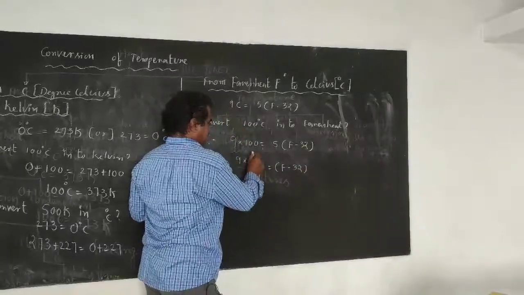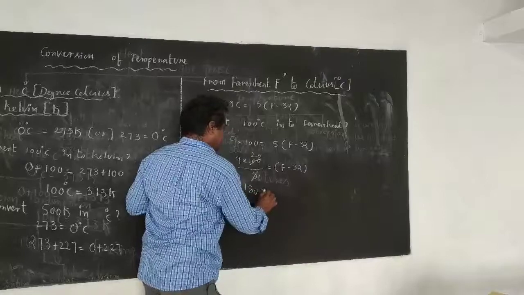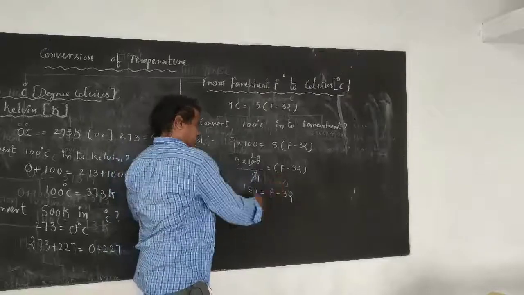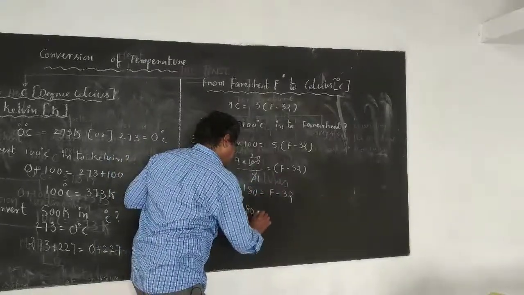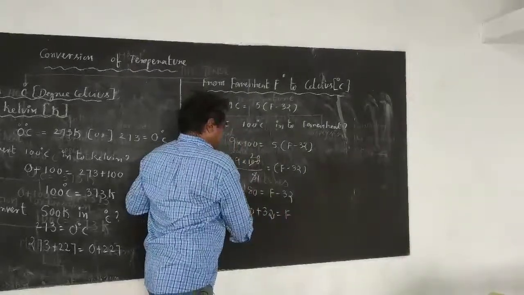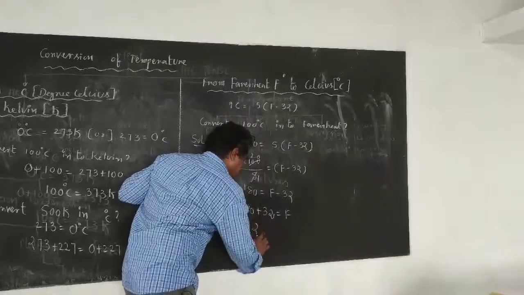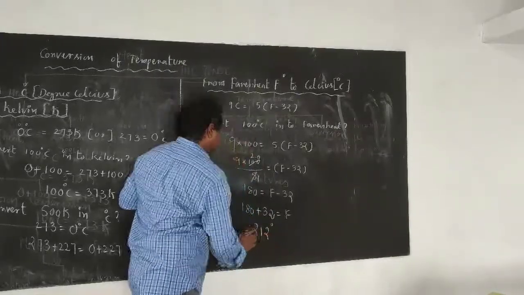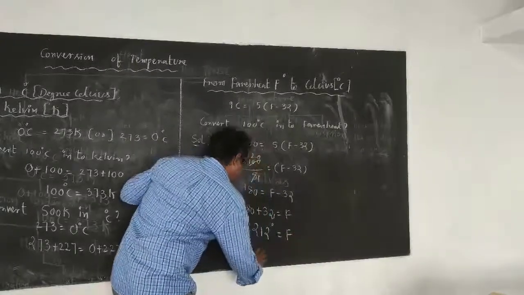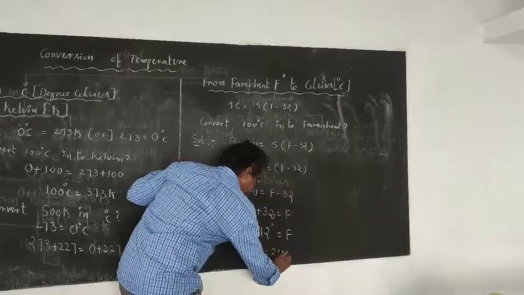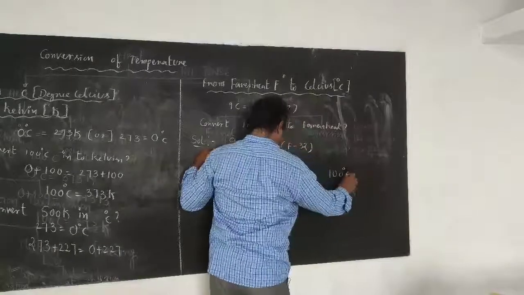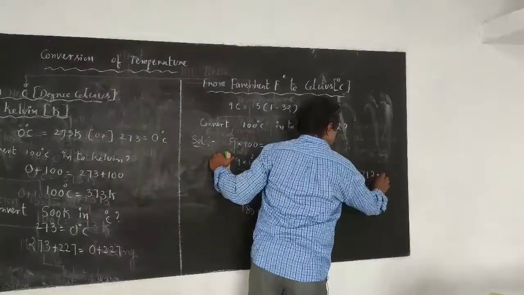So 5 into 20 is 100, so 9 into 20 is equal to 180, which is equal to F minus 32. Any subtracting factor that moves to the other side of the equality gets addition. So 180 plus 32 is equal to F. How much? 212 degrees. So Fahrenheit is equal to 212 degrees. 100 degrees Celsius is equal to 212 Fahrenheit.